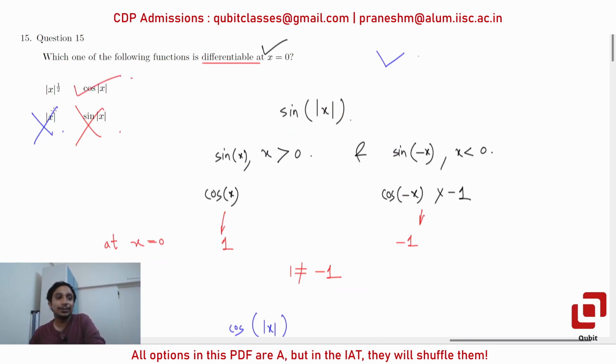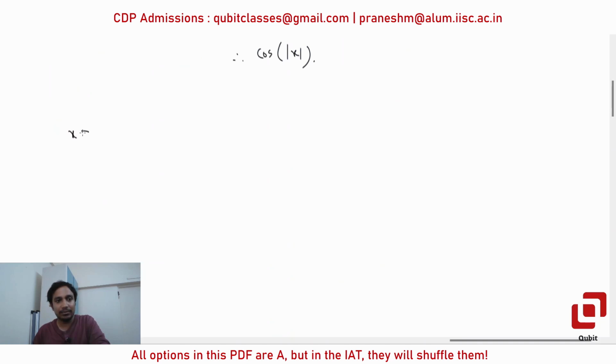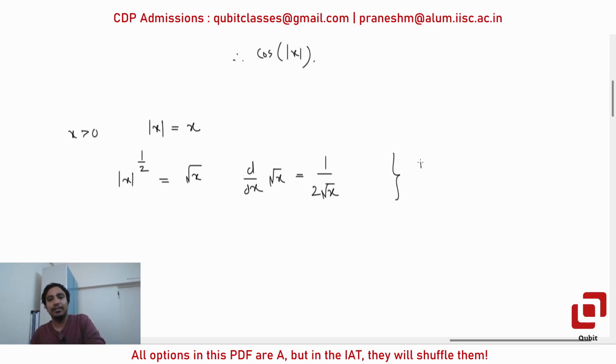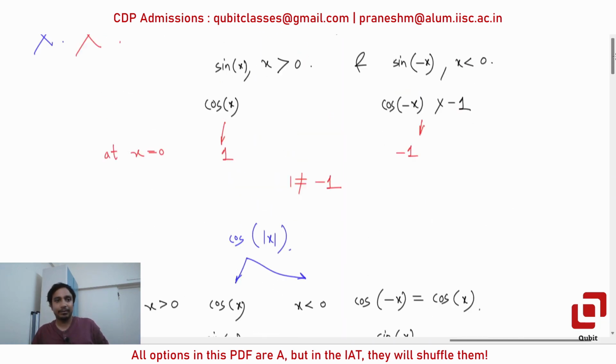Why is root of mod x not differentiable? Because even if you take the values of x which are positive, where mod x is equal to x, mod of x raised to 1 upon 2 is actually root x itself. And we know what its derivative is. It is 1 upon 2 root x. So basically this is not differentiable at 0 because you see what happens when x is 0, right? So there is no question of mod of that and then root being differentiable, right?